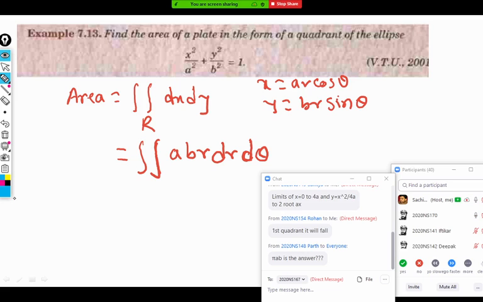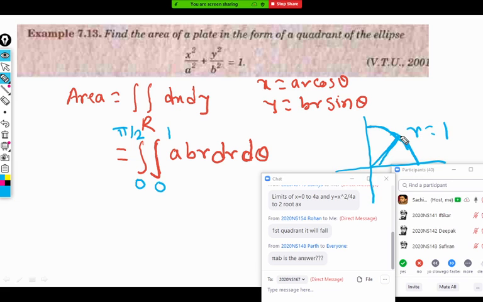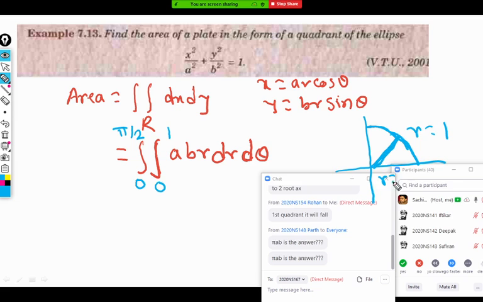R is equal to 0 to 1, okay, and theta? 0 to pi by 2. Good, because it is written quadrant of an ellipse. So quadrant of ellipse will map to the quadrant of a circle. You can take any of the quadrants, but simplest is the first quadrant. So this r is equal to 1. This is the strip, r equal to 0, theta 0 to pi by 2.